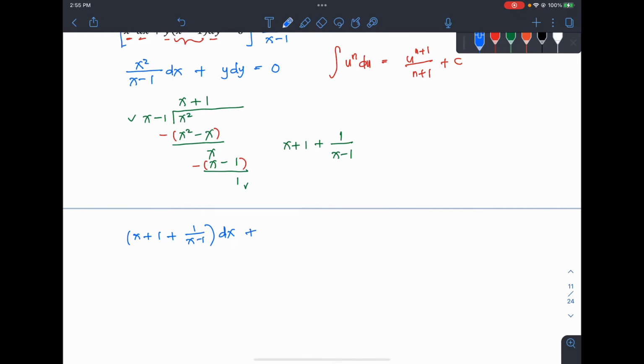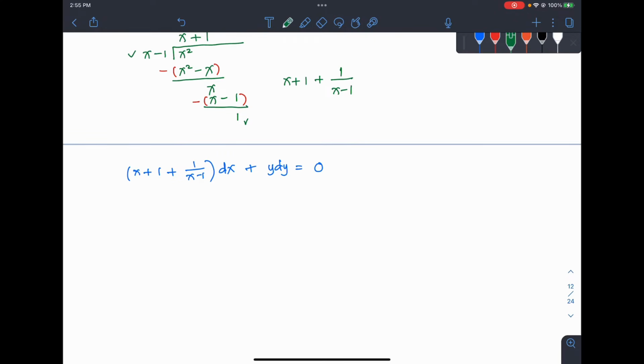Then plus y dy is equal to 0. So in here, we can now integrate everything. So this is power rule, but then dx over x minus 1. So remember, our u here is x minus 1. Our du, which is dx, is the numerator. And thus that is a natural logarithm.